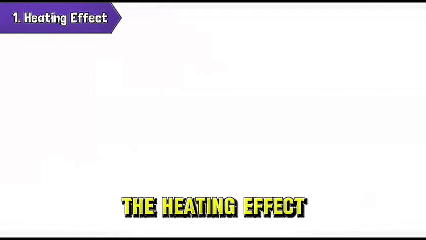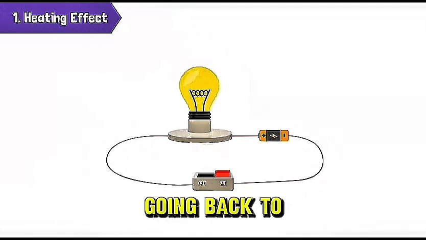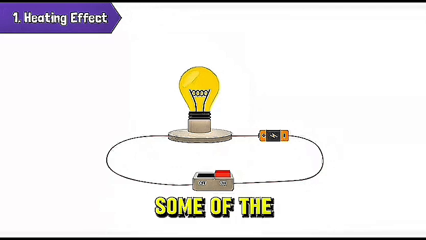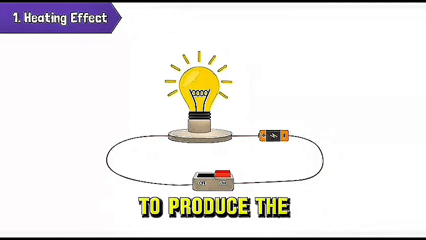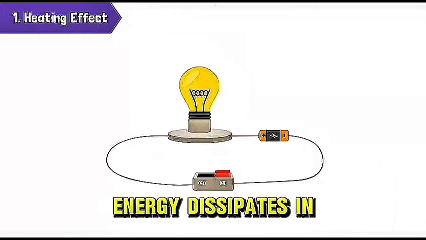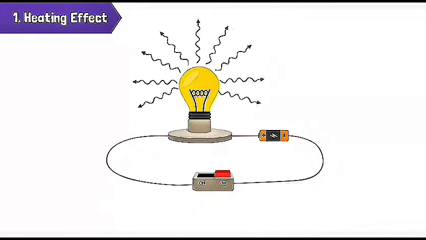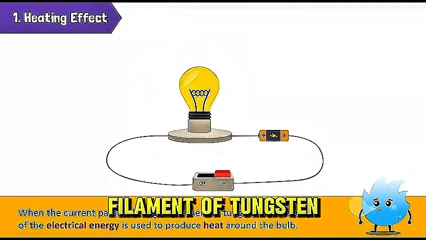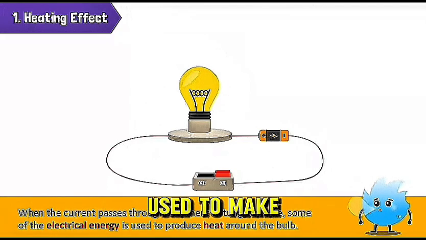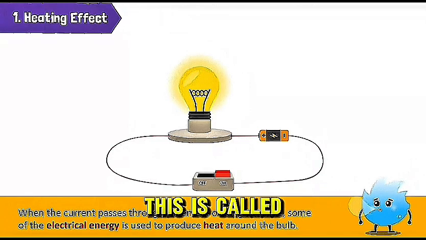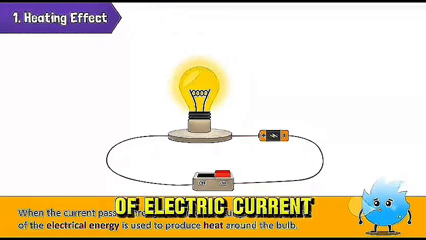First, let's study the heating effect. Going back to the example, when the current passes through a light bulb, some of the energy is used to produce the light in the bulb, and the remaining energy dissipates in the form of heat. When the current passes through a filament of tungsten, a rare element used to make the wire in bulbs, some of the electrical energy produces heat around the bulb. This is called the heating effect of electric current.